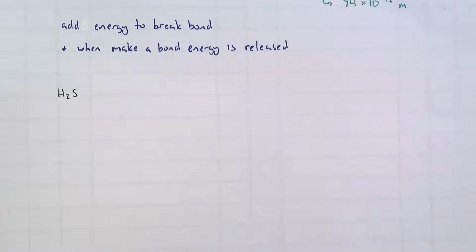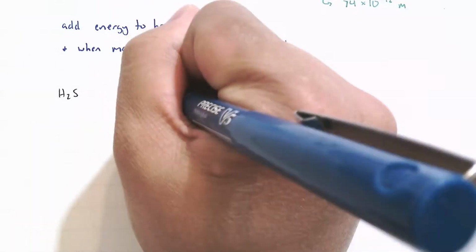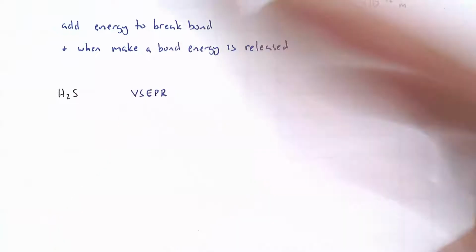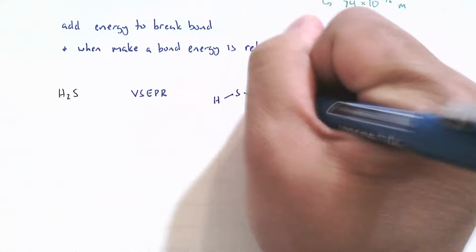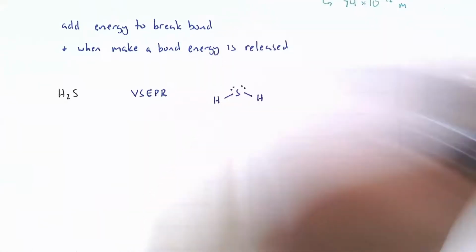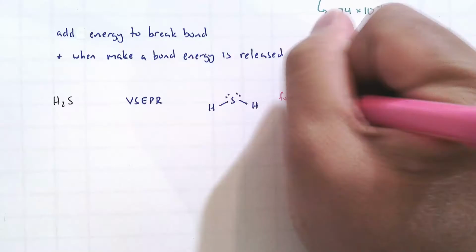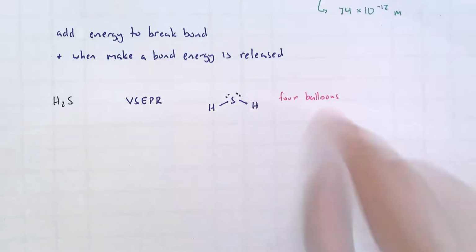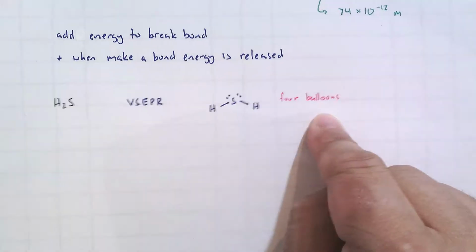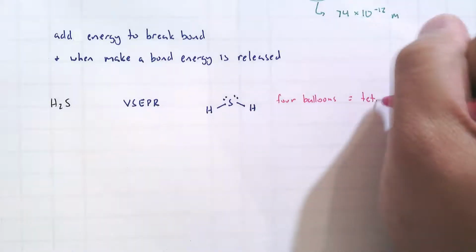Based on VSEPR, valence shell electron pair repulsion theory, we look at the Lewis structure and notice it has 4 balloons. We're still going to talk about balloons like we have in the previous videos. And 4 balloons are separated best by 109.5 degrees. 4 balloons is synonymous, right, with tetrahedral.